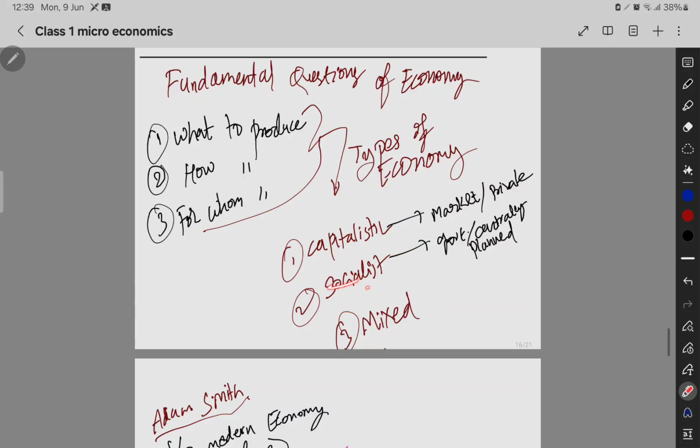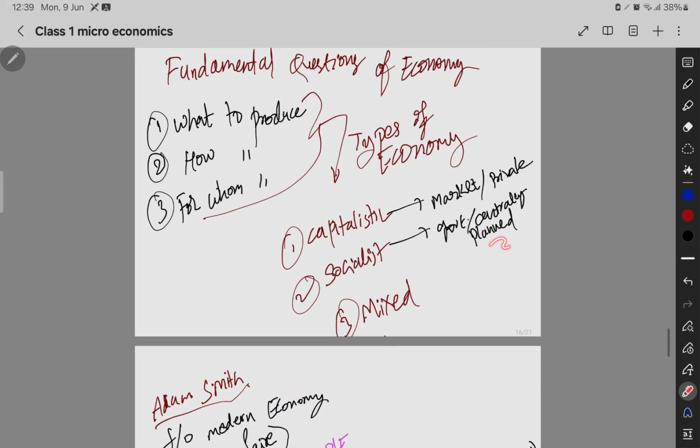Socialist market says there is a need of a certain government intervention, or socialist economies were centrally planned most of the time, and government intervention करेगी. It taxes the rich and gives to the poor. That is how a socialist economy works.